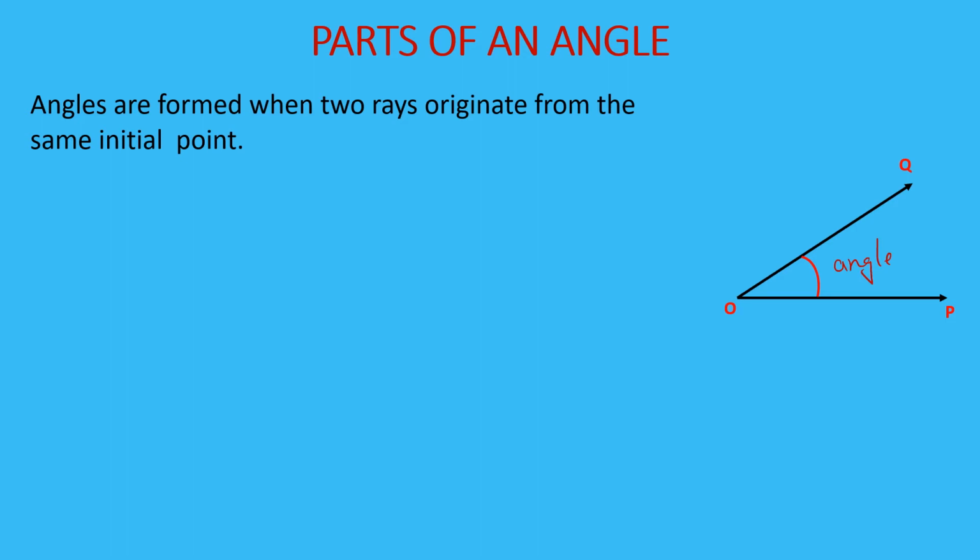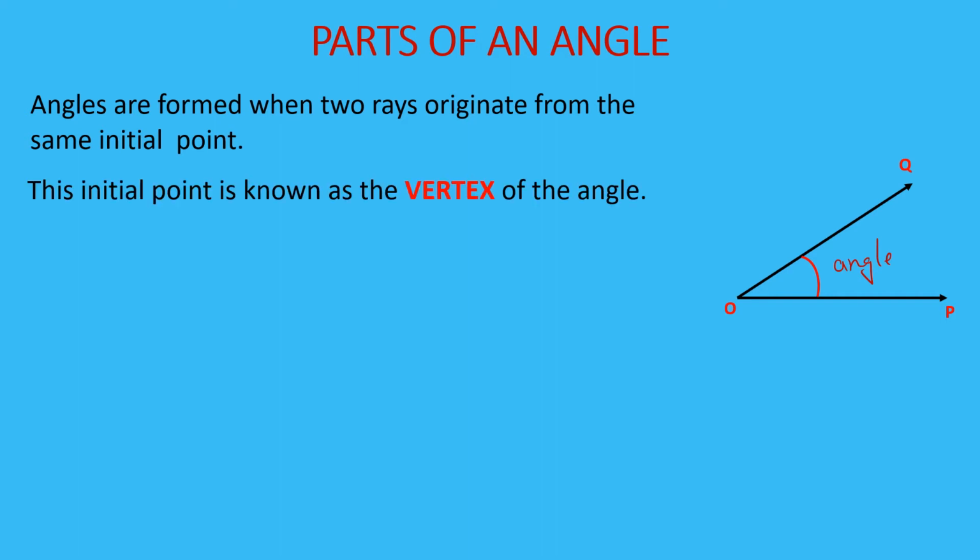Now, for this angle, we have different parts. Let's discuss the first part. It is written that the initial point is known as the vertex of the angle. Now, see here in this figure, an angle is formed. And what is the initial point here? O. Initial point means from this point only these rays are originating.